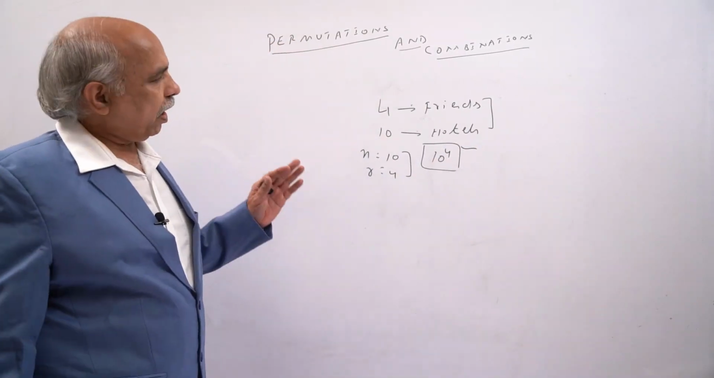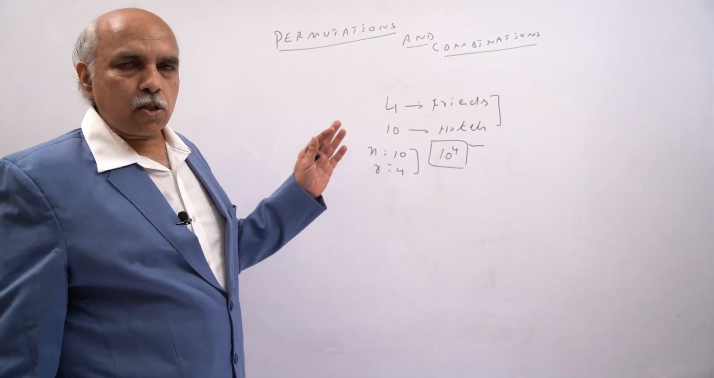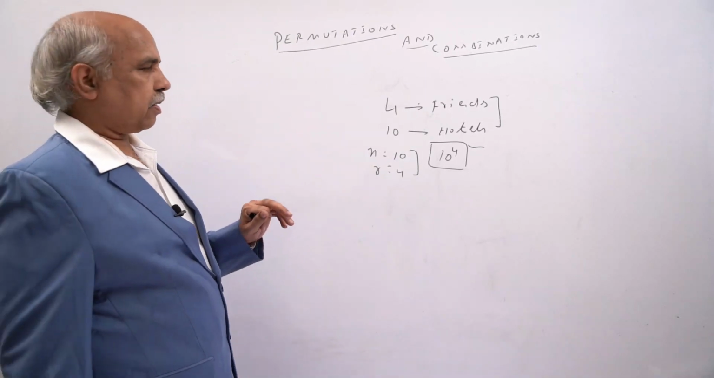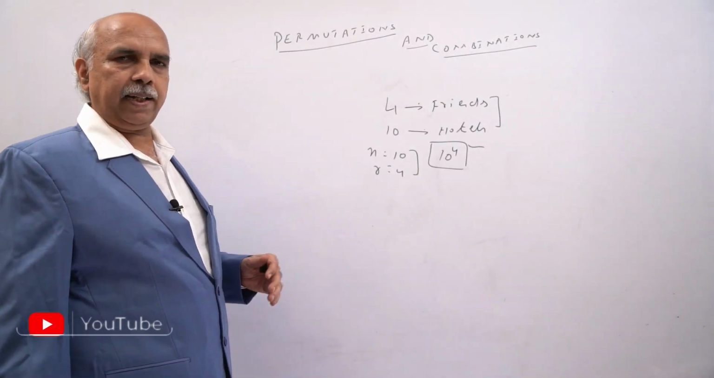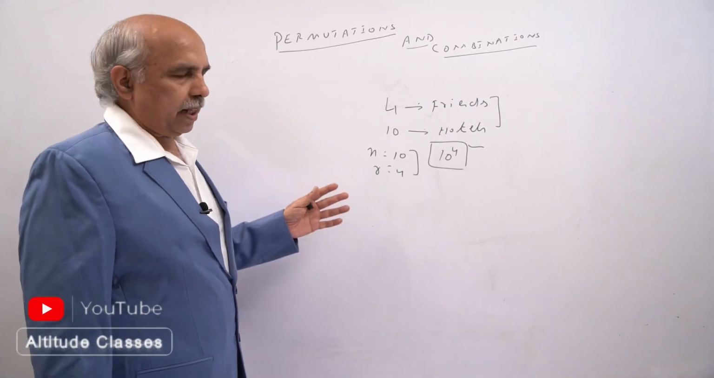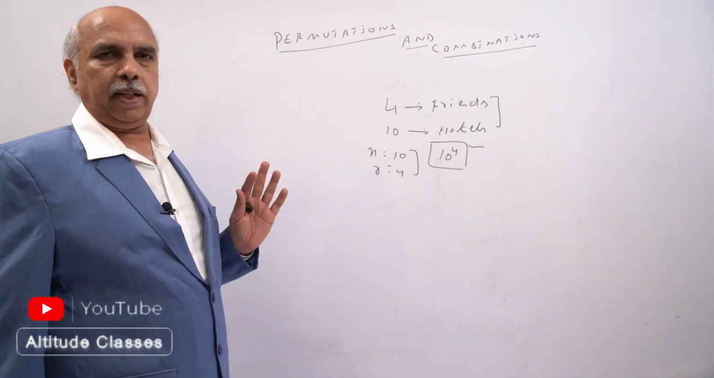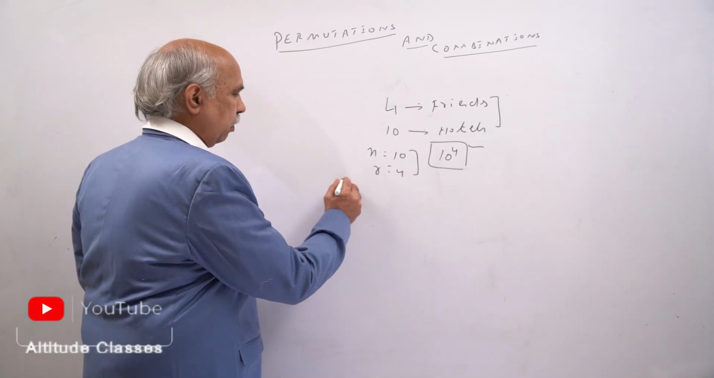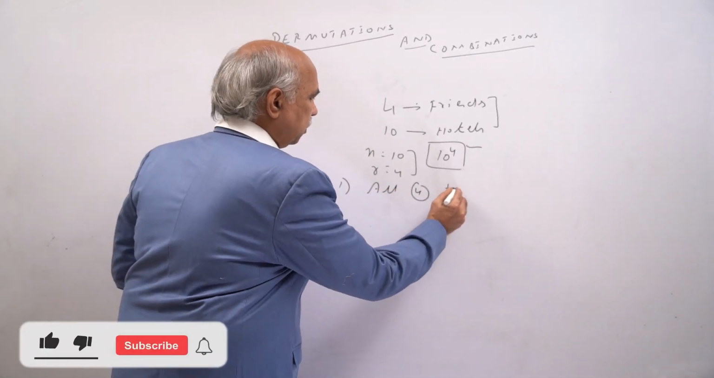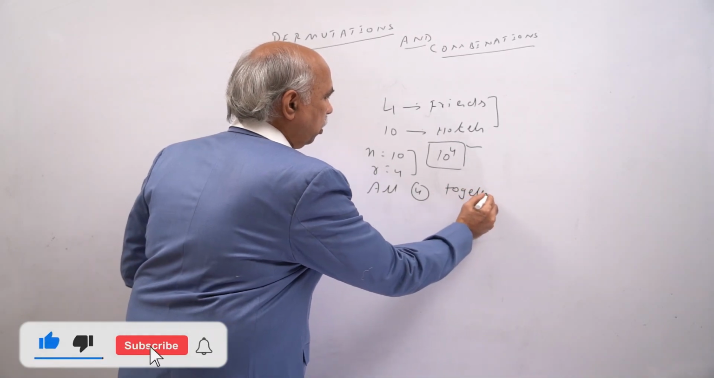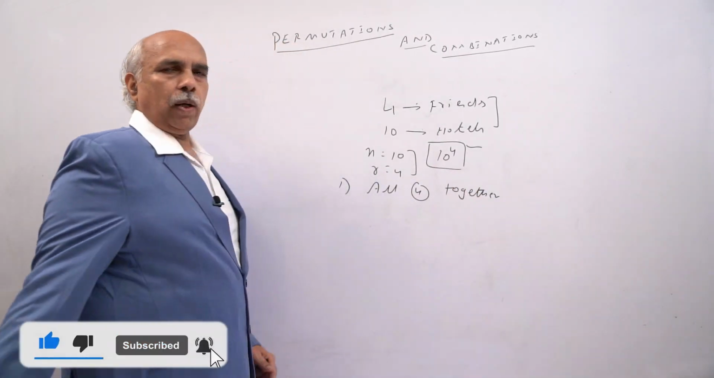Now if I look at the various possibilities which we get in n raised to the power of r, like typically in the letters in the post office problem, whatever cases we get, here also we get all the cases. What are the cases? We'll write down. Number 1, all 4 together. This is one case we can get.